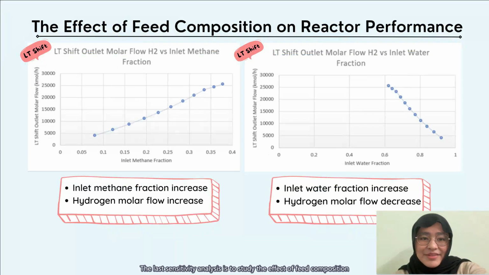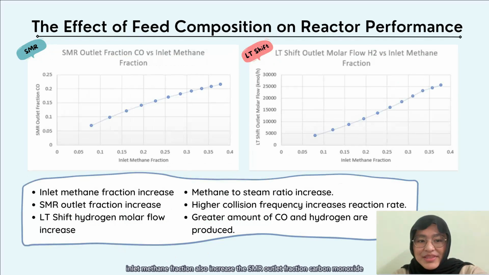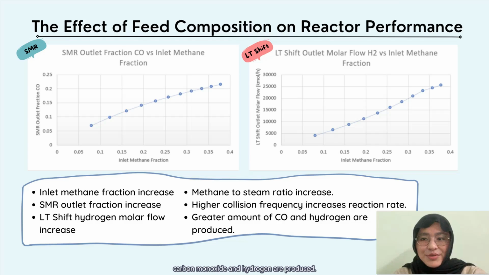The last sensitivity analysis is to study the effect of feed composition on reactor performance. Based on the figures shown, the LT shift outlet hydrogen molar flow rate increased with increasing methane fraction and decreased with inlet water fraction. Besides, SMR energy increased with inlet methane fraction and decreased with water inlet fraction. The increase in inlet methane fraction also increased the SMR outlet fraction of carbon monoxide and LT shift outlet molar flow of hydrogen because the methane to steam ratio increased. Hence, higher collision frequency increased the rate of reaction and a greater amount of carbon monoxide and hydrogen are produced.